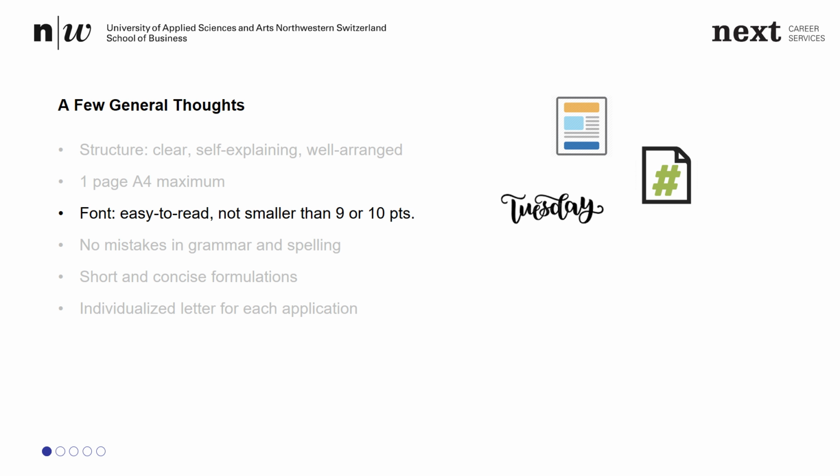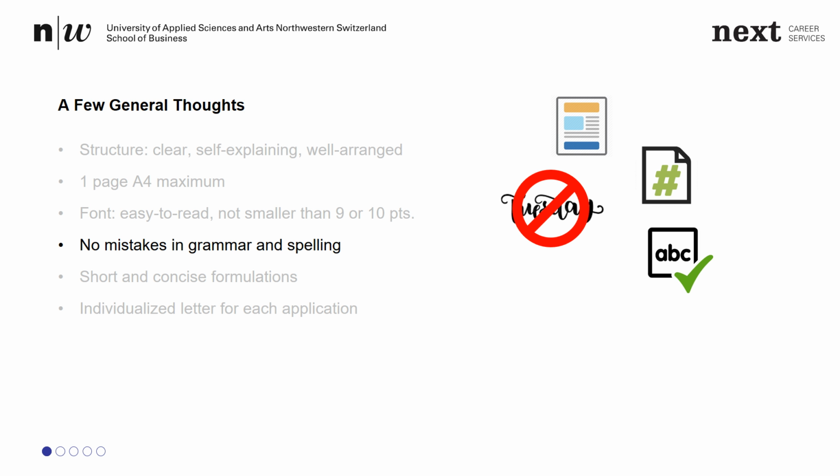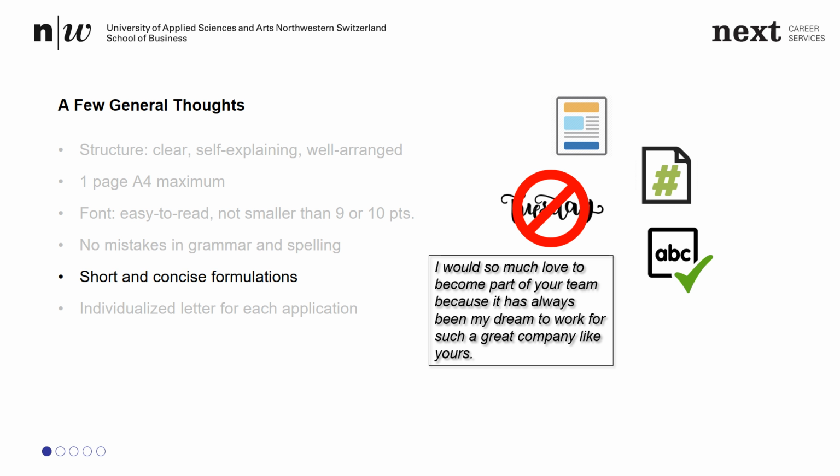The font you choose for the application letter should be easy to read and definitely not smaller than 9 or 10 points. We recommend you use 11, maybe even 12 points. Obviously, your application letter should be free of mistakes in grammar and spelling. Have someone check your application letter to find eventual mistakes. Formulations you choose in the application letter should be short, they should be concise.